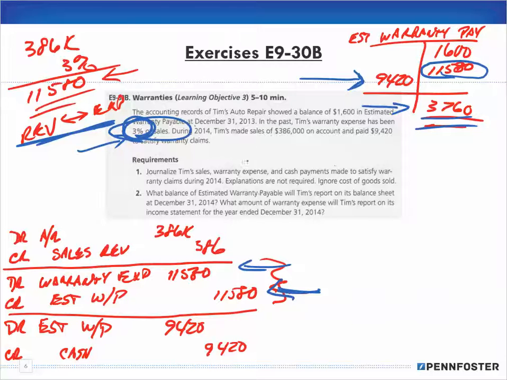Because let's say the quality of your product goes down. That means you're going to have more in claims. So that percentage might not be 3%, it might go up to 4%, and it might go up to 5%. And if your quality control is good, it might go down to 2%. You need to keep looking at that percentage in order to make sure that you have an accurate accounting for your expenses. And that's just using that percentage method.